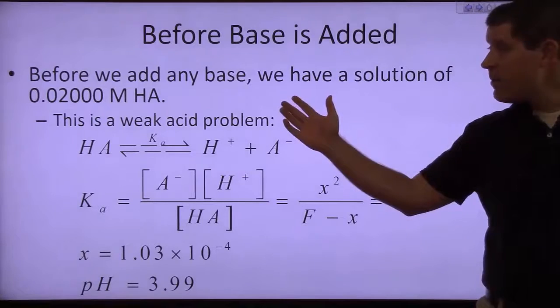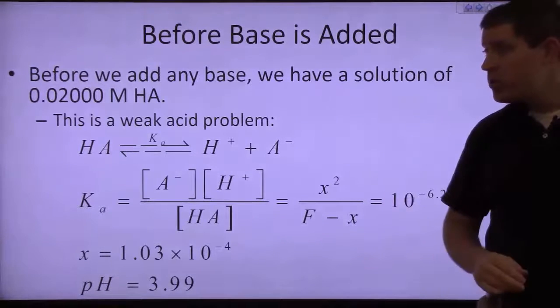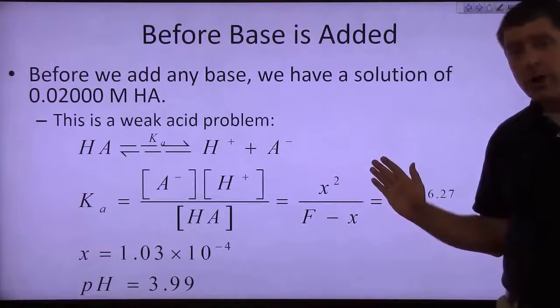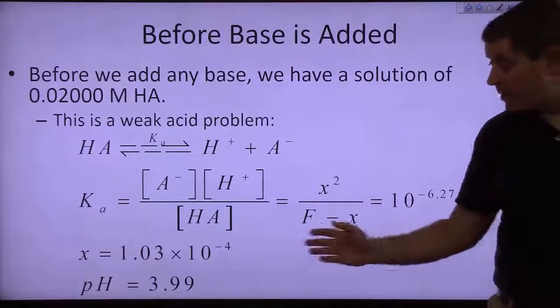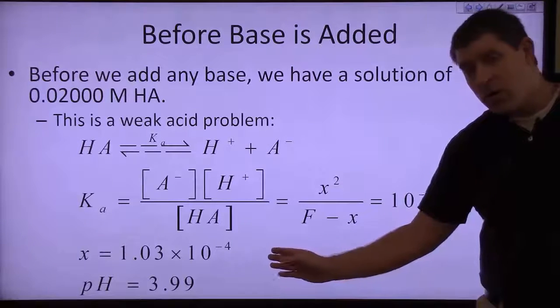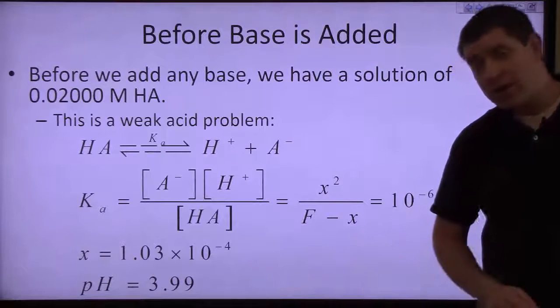Before we've added any base, we have a solution of 0.02 molar HA, and this is then a weak acid problem. We know how to solve these problems from earlier chapters, and that means that we have a hydrogen ion concentration of 1.03 times 10 to the minus 4, which gives us then a pH of 3.99.